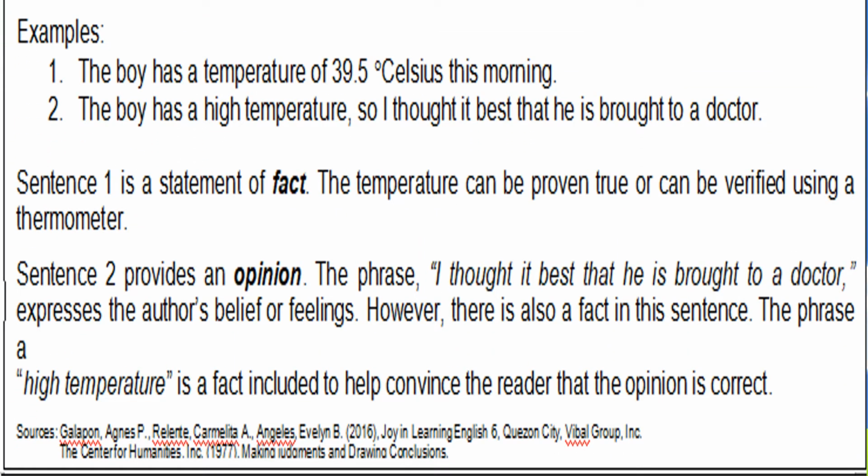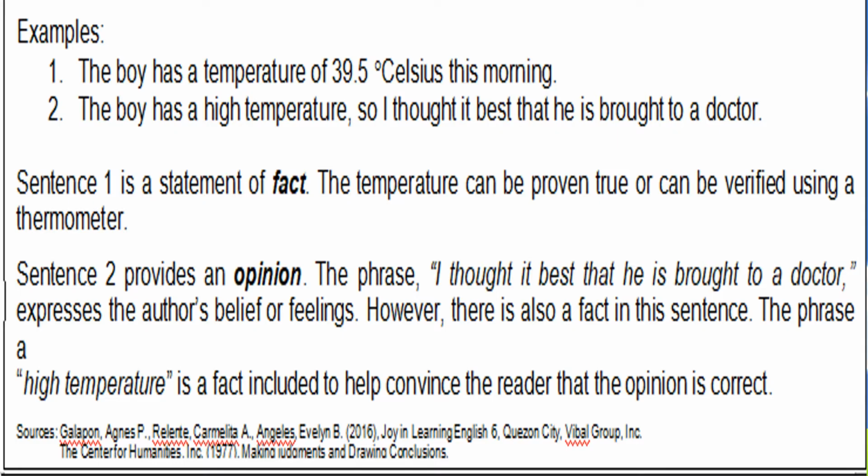Examples: number one, the boy has a temperature of 39.5 degrees Celsius this morning. And number two, the boy has a high temperature, so I thought it best that he is brought to a doctor. So sentence number one is a statement of fact. The temperature can be proven true or can be verified using a thermometer.